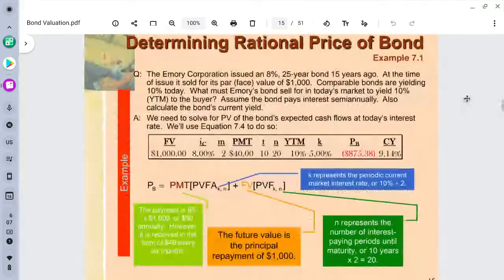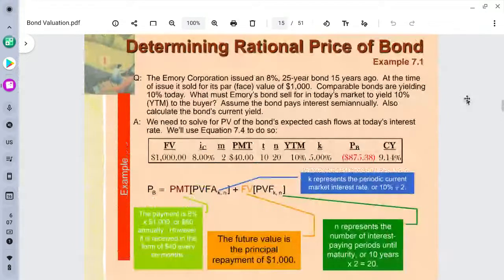So the example was the Emory Corporation issued an 8% 25-year bond 15 years ago. Of course, at this point we already know that was 15 years ago. So now the time left is only 10 years, so we only need to deal with a 10-year timeline. And at the time of the issue, it sold for its par value. And the question was, we know what causes the bond to be a premium bond, or what causes the bond to be a discount bond.